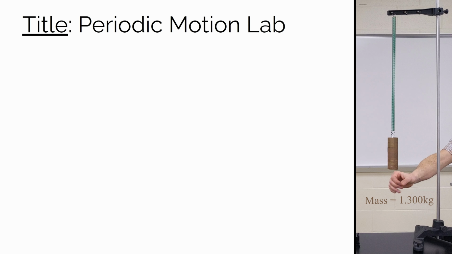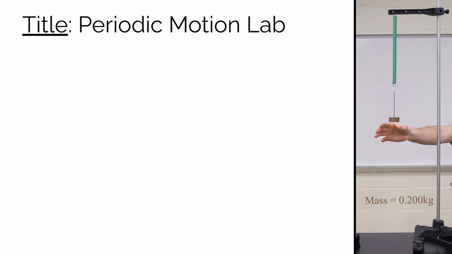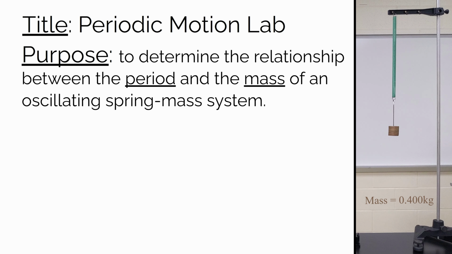Well, we've already talked about the fact that as mass increases, the amount of time it takes to go through one complete cycle also increases. So there's a relationship between the mass of the spring mass system and its period, how much time it takes to go through one complete cycle. So that's going to be our investigation. We're going to look at this quantitatively to see if we can come up with an equation to be able to predict the period of a spring mass system if we know what the spring mass system's mass is.